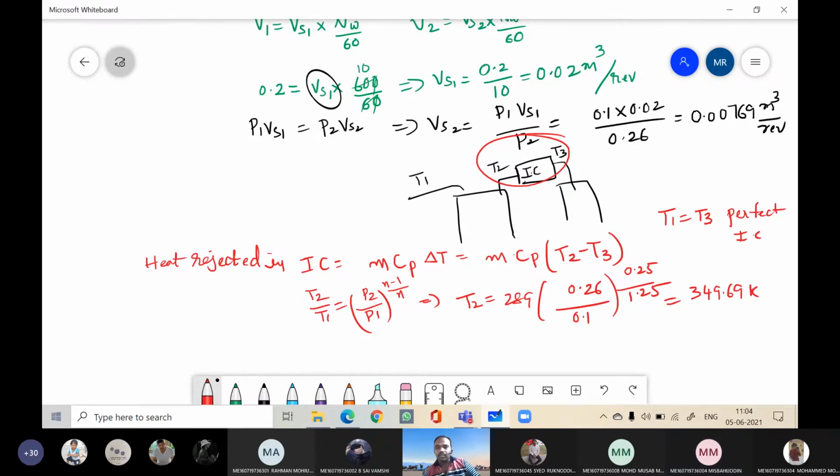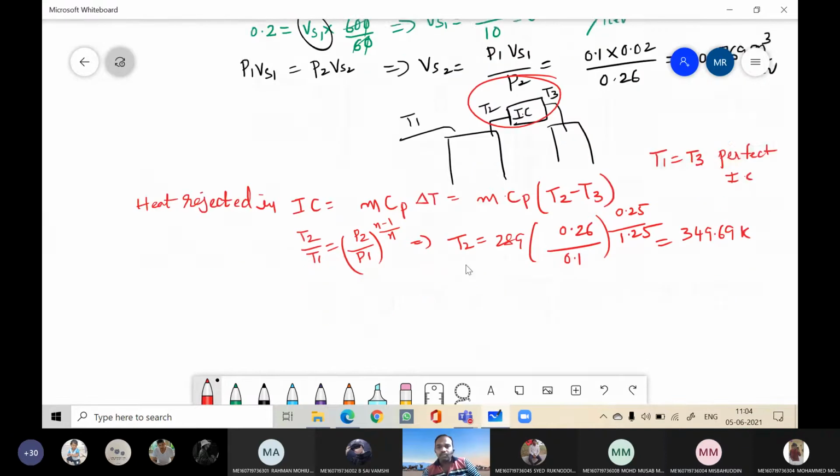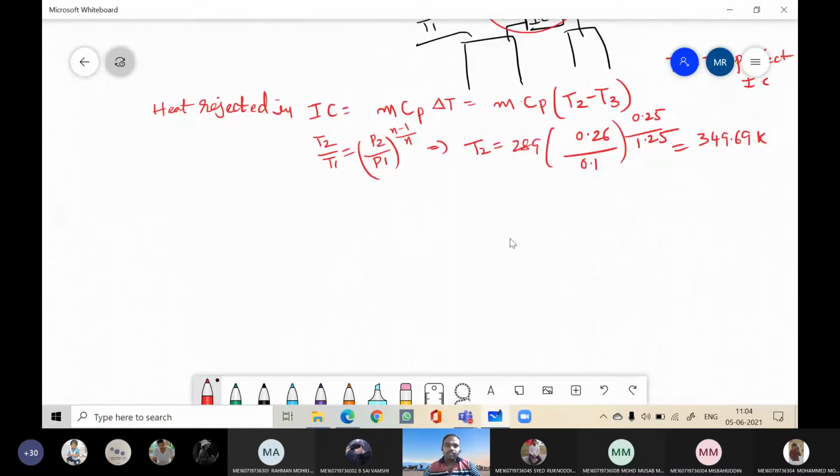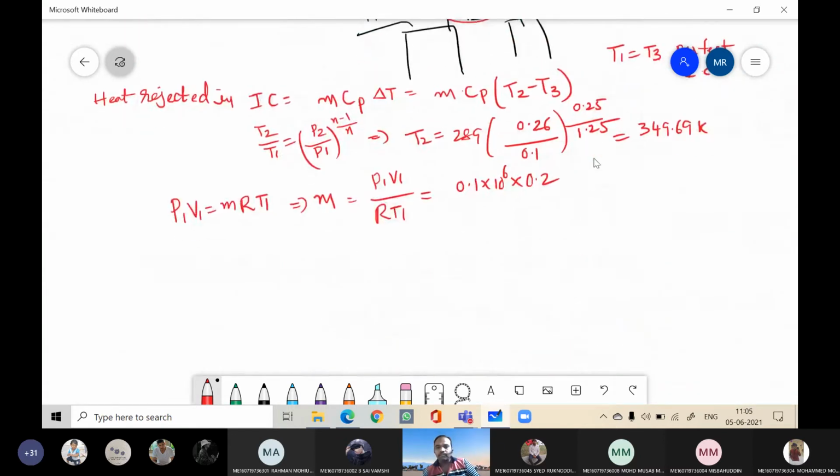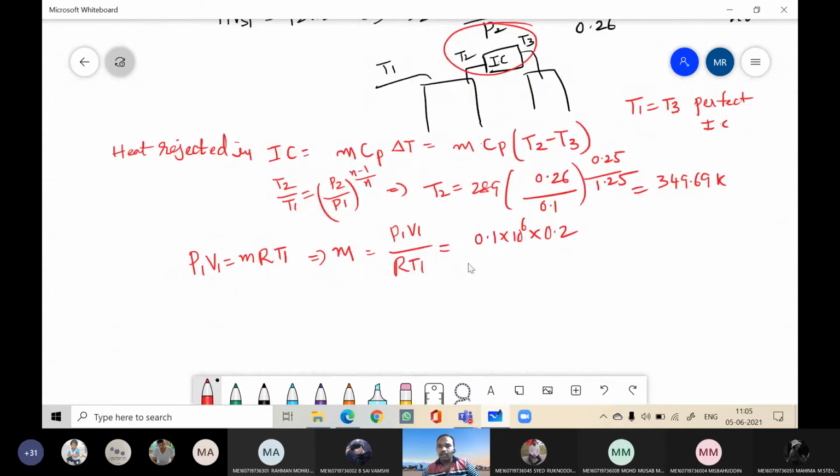So we got Cp value. Cp of air is given. Now, how to calculate the mass of air is required. P1 V1 is equal to mRT1, so mass of air m is equal to P1 V1 by RT1. P1 value is 0.1 into 10 power 6, V1 value is 0.2, R value is 287, and T1 value is 289. So you will get the mass in terms of kg.